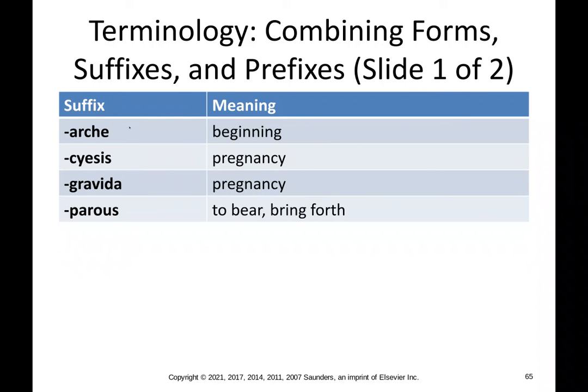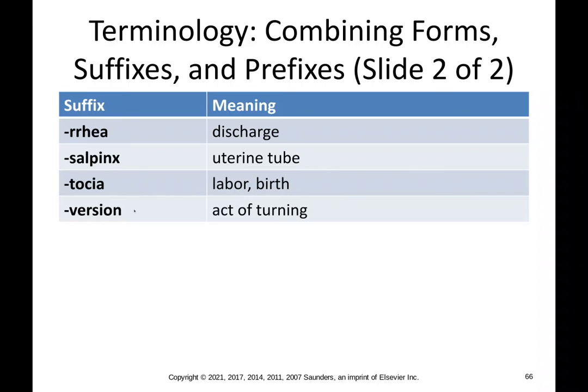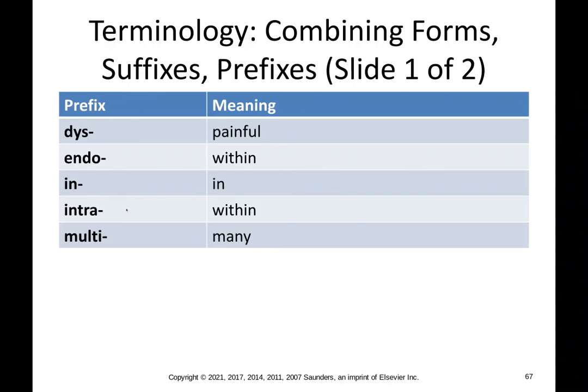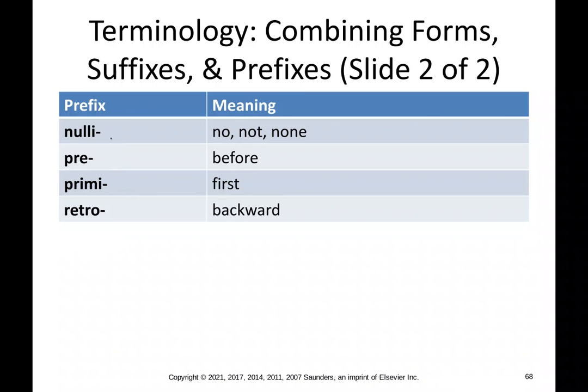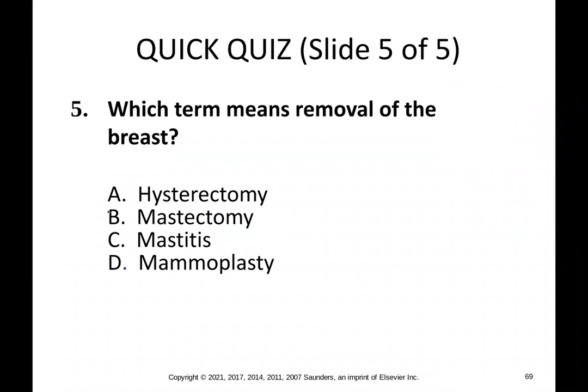The suffixes are arche, iasis, gravida, para, rrhea, salpinx, tocia, version. Here we're in our prefixes again: dys, endo, in, intra, multi, nulli, pre, primi, retro.